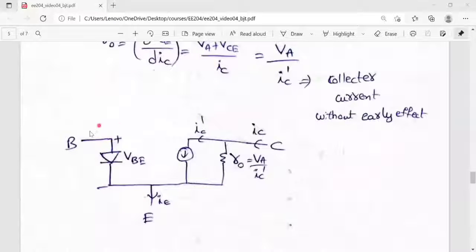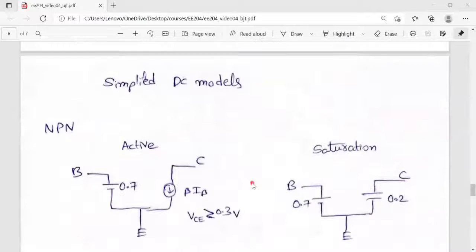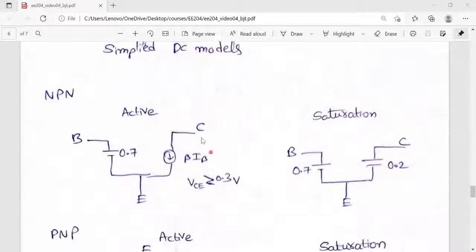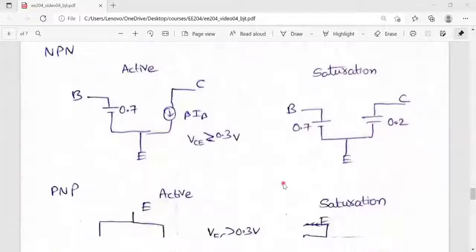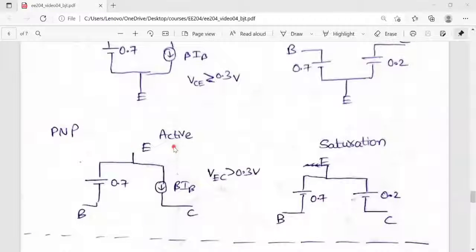Due to this, in the large signal circuit, we will get an output resistance like this, with a resistance value VA by IC. And simply we can simplify these DC models like this. In the active region, it is a voltage source of 0.7 here, and an ideal current source with value beta IB. In saturation, both are voltage sources with the values 0.7 and 0.2. For a PNP transistor, this is similarly in an inverted position.